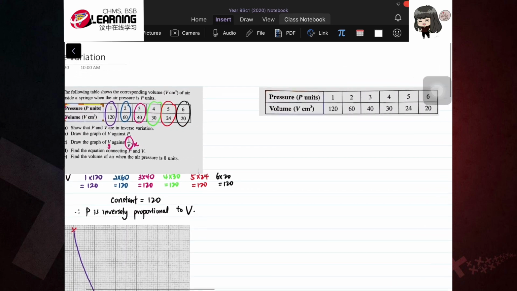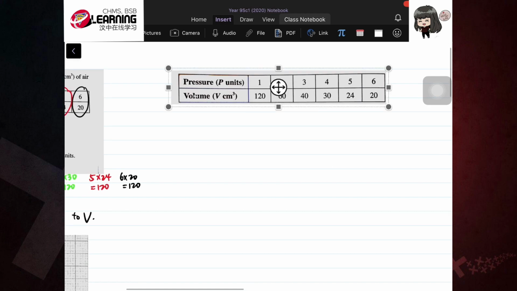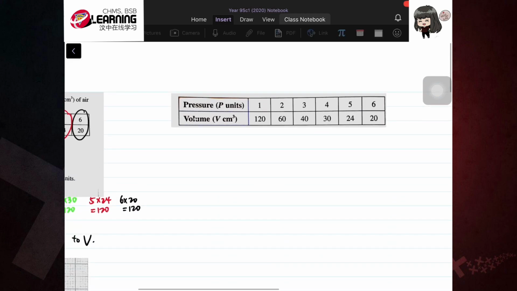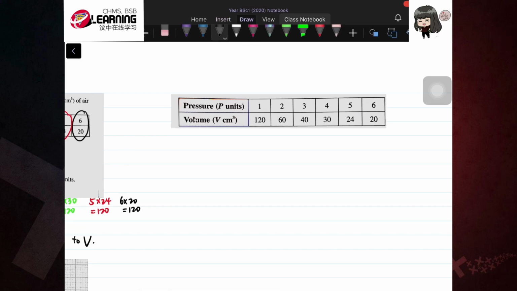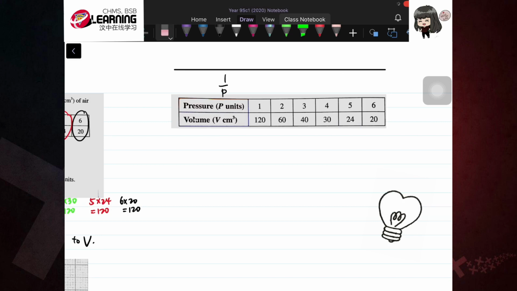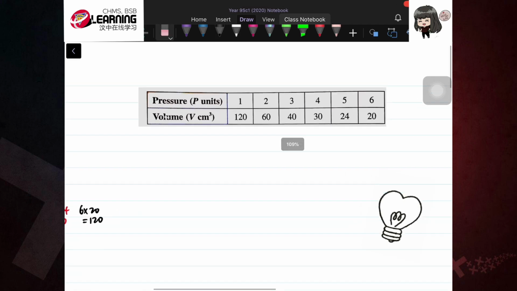Basically it's the same as this; I just cut and paste here. And we have to find 1 over P. Leave a space for yourself to find 1 over P. You need to add 1 over P into the table. Draw it nicely. You have to rebuild the table again. So find 1 over P according to the P here.